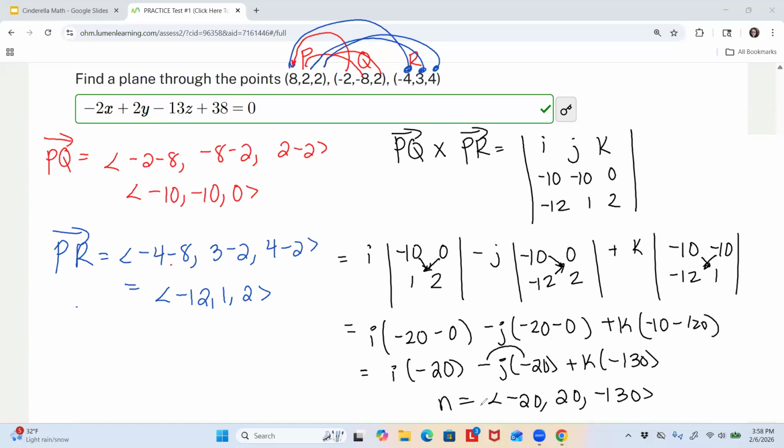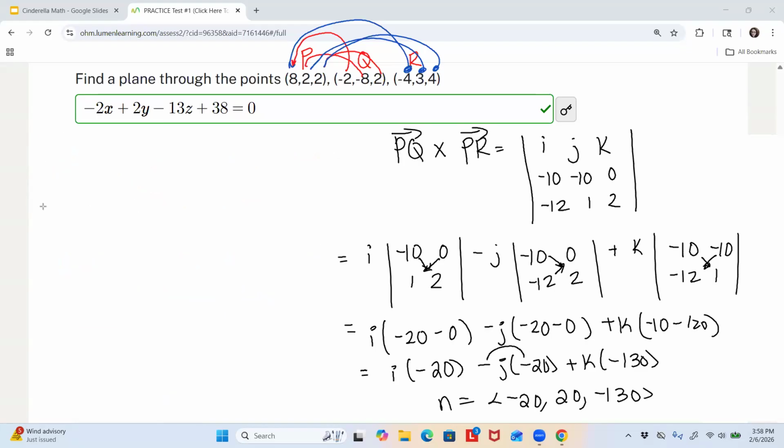But look at that. I don't love those numbers. They do have a common factor of 10. So you are allowed to go ahead and cut those all by a 10. So divide out the common factor of 10.